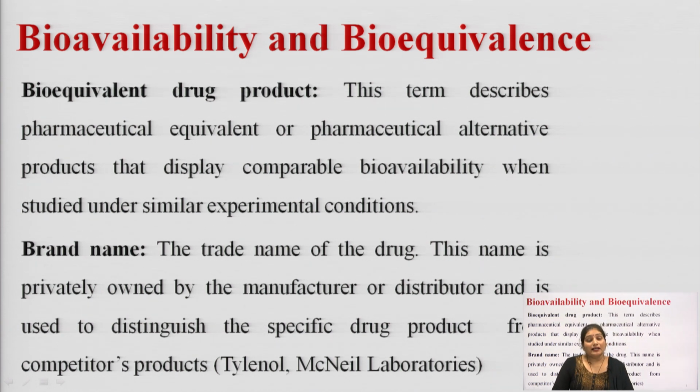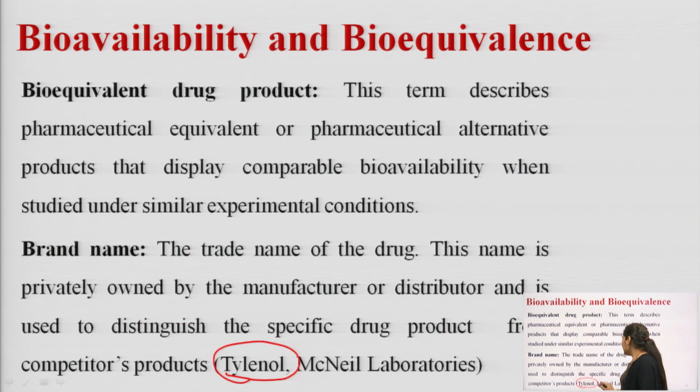Next is the brand name. What do you mean by the brand name? This is the trade name of the drug, the name that is privately owned by a manufacturer or distributor, and it is used to distinguish the specific drug product from the competitor's product. For example, Crocin, Saridon, these are brand names, or Tylenol, which is a brand name of McNeil Laboratories.